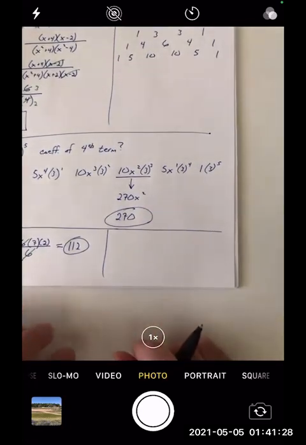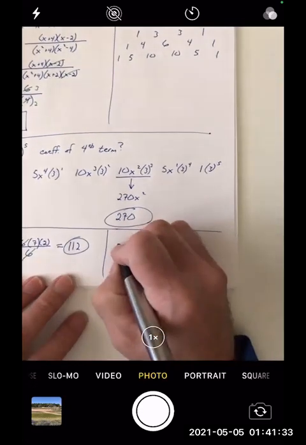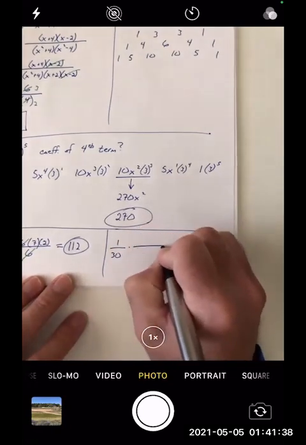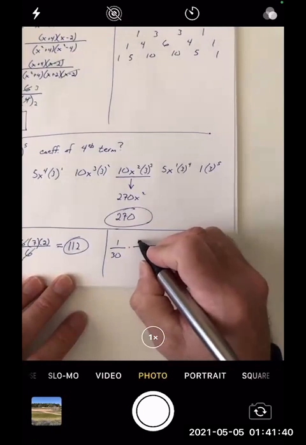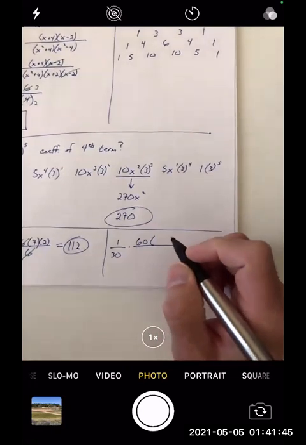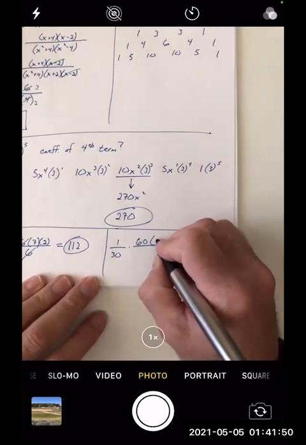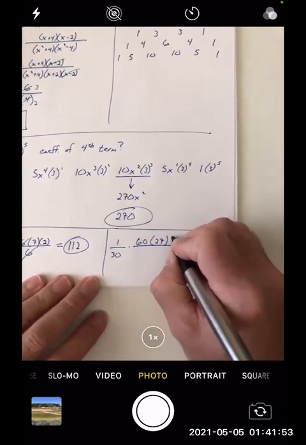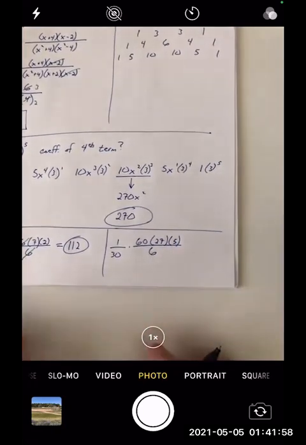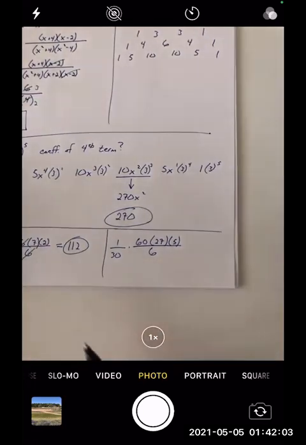So let's say it was 1/30 times 60 times 27 times 5, all over 6. So, kind of the same concept, but not nearly as direct as this one.